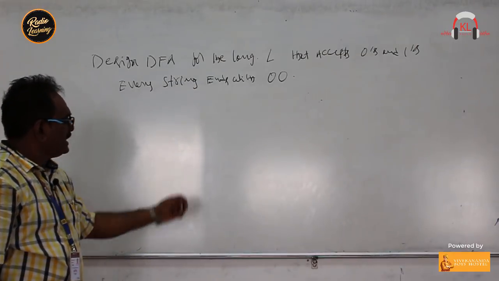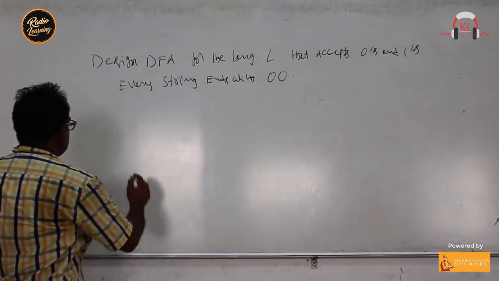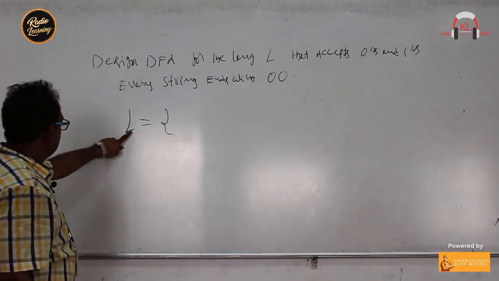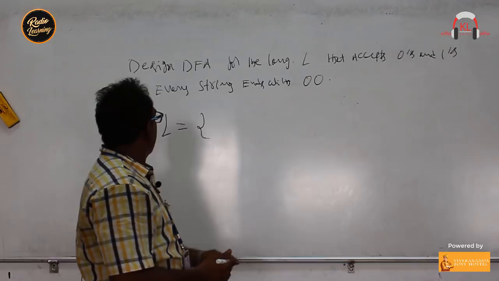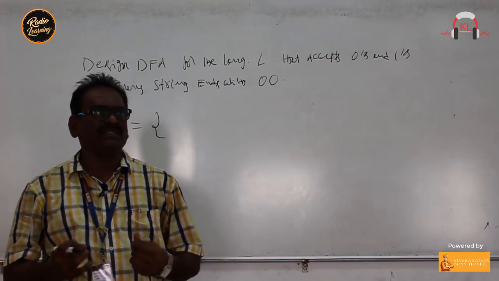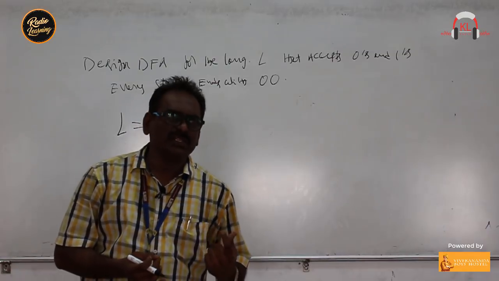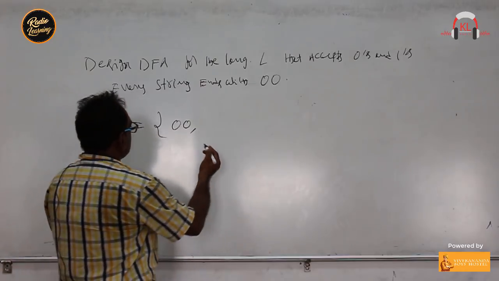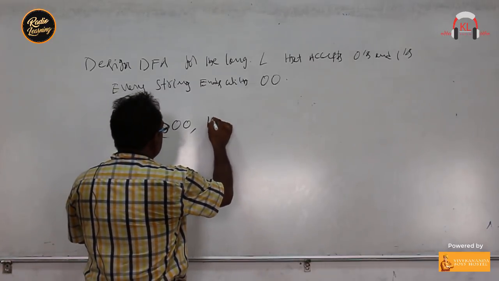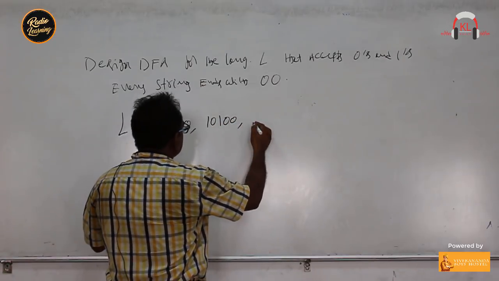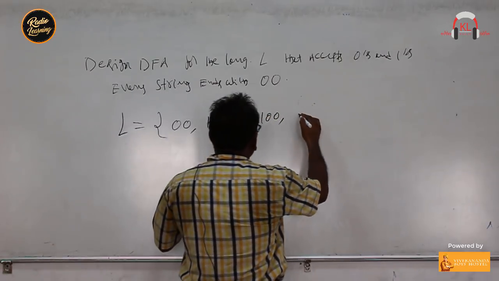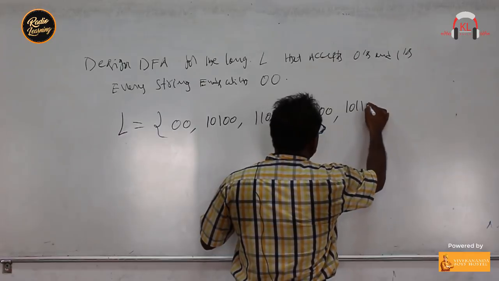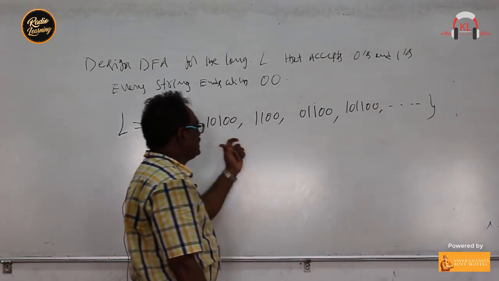Now we need to design the DFA. Here, first let us know the language L. According to the language, it ends with 00. Every string ends with 00. In the sense, the minimum string is 00. Next, any ones, like 10100. Next, maybe 1100, maybe 01100, 101100, and so on. Okay, this is the language.